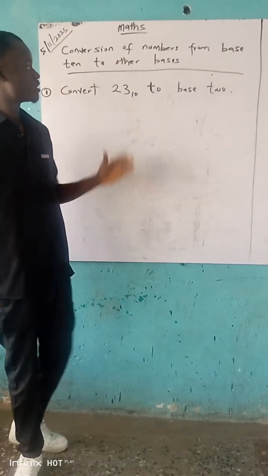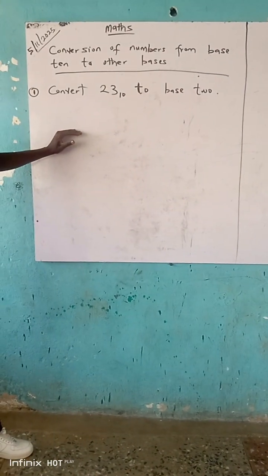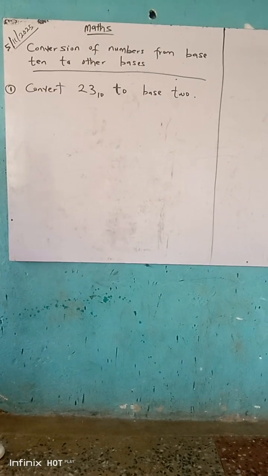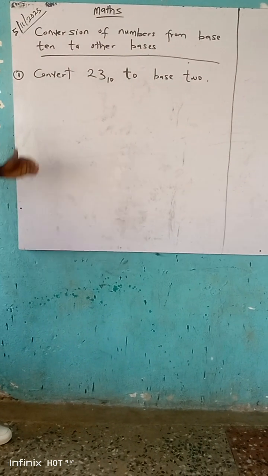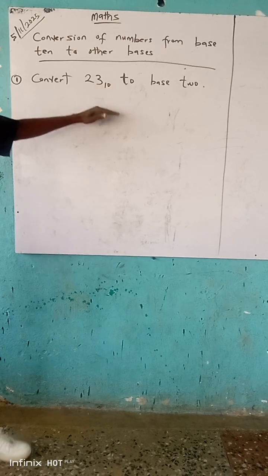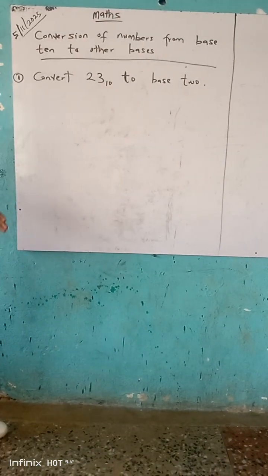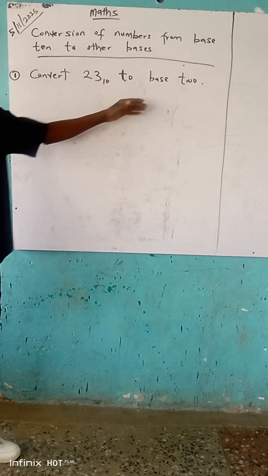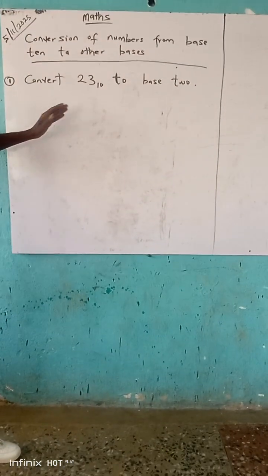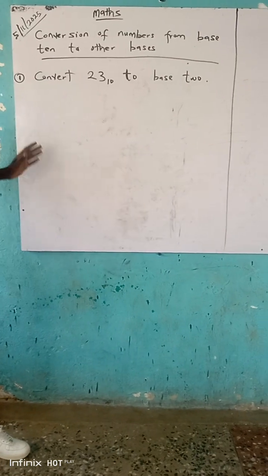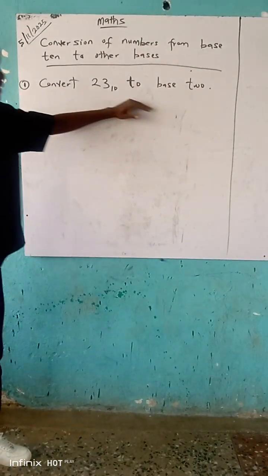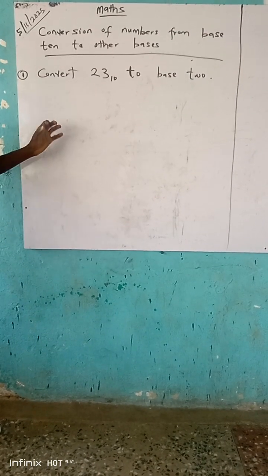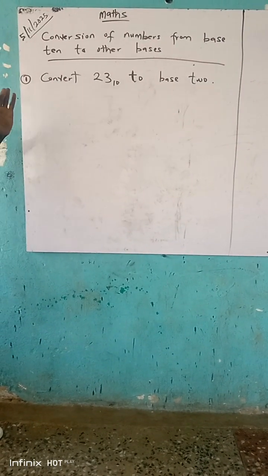In my last video, we looked at how to convert numbers from other bases to base 10. Now in this video, we are going to see how to convert numbers from base 10 to other bases. For example, if you are given a number in base 10 and asked to convert to either base 2 or base 4 or any other base, how are you going to do it? We are going to take this example to show you the steps you are going to follow to do that.